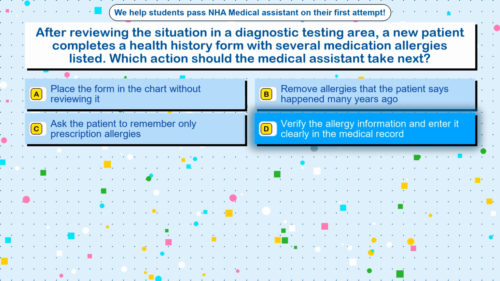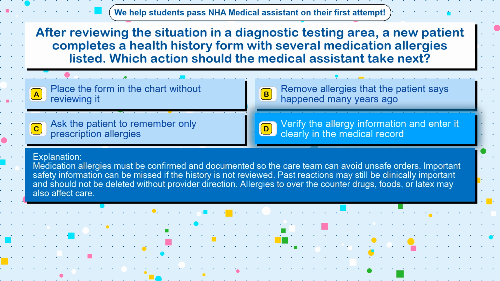The correct answer is option D, verify the allergy information and enter it clearly in the medical record. Medication allergies must be confirmed and documented so the care team can avoid unsafe orders. Important safety information can be missed if the history is not reviewed. Past reactions may still be clinically important and should not be deleted without provider direction. Allergies to over-the-counter drugs, foods, or latex may also affect care.